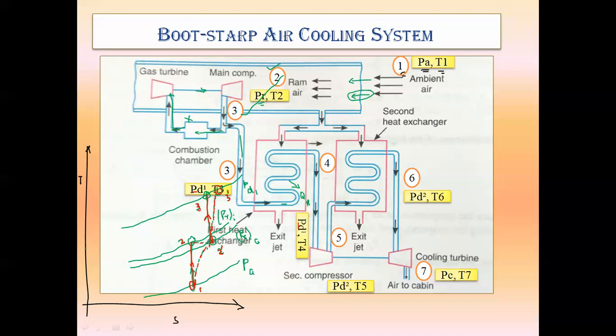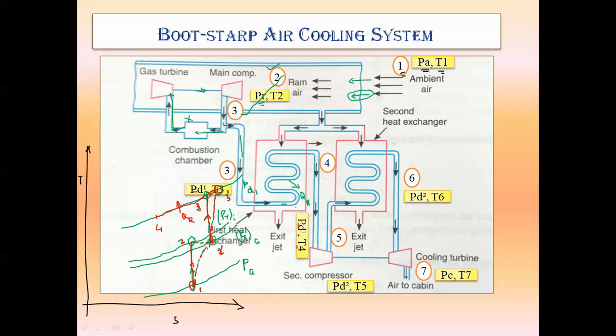Constant pressure heat rejection process will be there. So here temperature will decrease from T3 to T4. So from point number 3 dash, I have to draw constant pressure heat rejection process. So that 3 dash to 4 process will be likewise. So this will be called as a constant pressure heat rejection process inside the first heat exchanger.